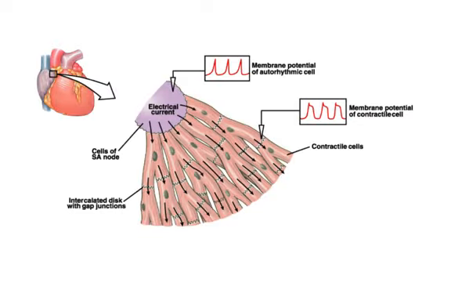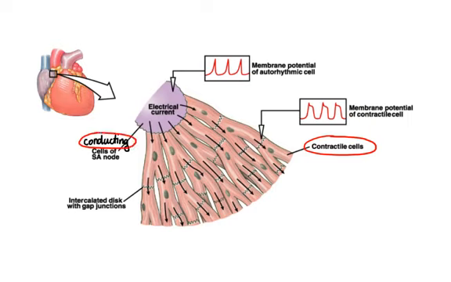Now, cardiac cells can be divided into 2 types. First, contractile cells, which make up most of the walls of the atria and ventricles, and when stimulated, they generate force for contraction of the heart. And the second type, conducting cells, which initiate the electrical impulse that controls those contractions.